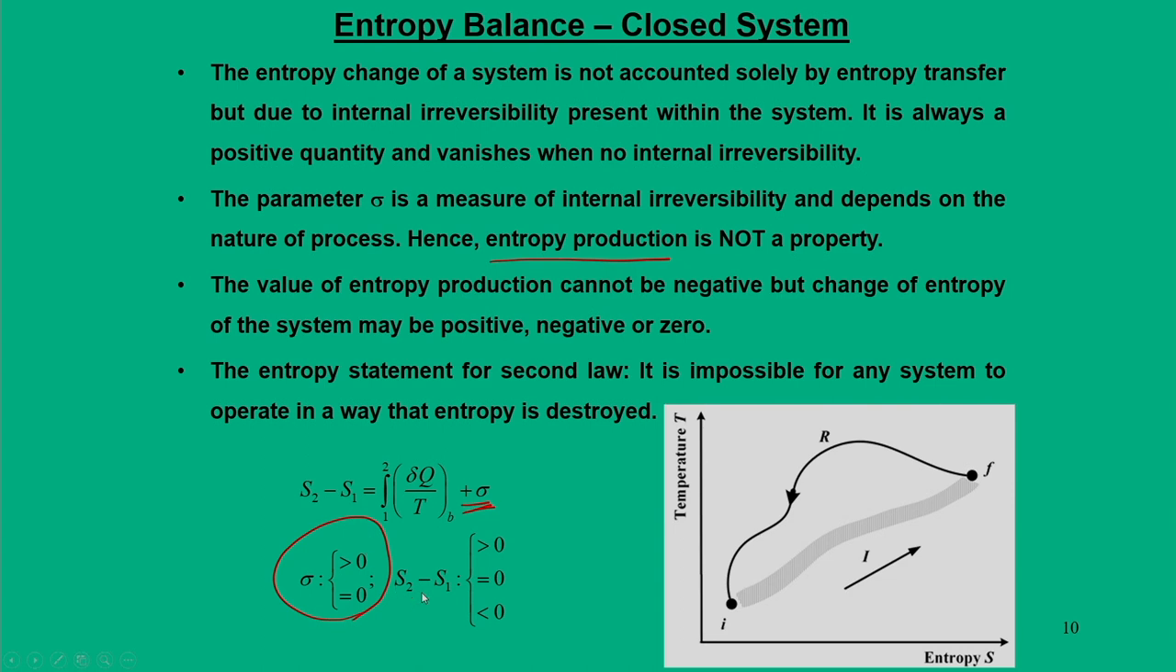Now, based on this, the change of entropy from state 1 to 2 can be equal to 0 or greater than 0, and there is also a possibility that it can be less than 0. So, based on this we have these three possibilities. The value of entropy production cannot be negative, but the change of entropy of the system may be positive, negative or 0. We have seen how it can be positive and how it can be negative; that all depends on whether heat is added into the system or taken out of the system. From this analysis we can now frame the entropy statement of the second law, which says that it is impossible for any system to operate in a way that entropy is destroyed. That means entropy cannot be destroyed; it has to be produced always.